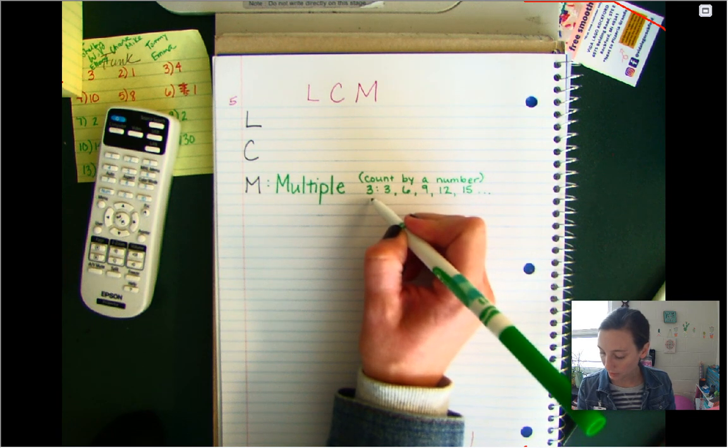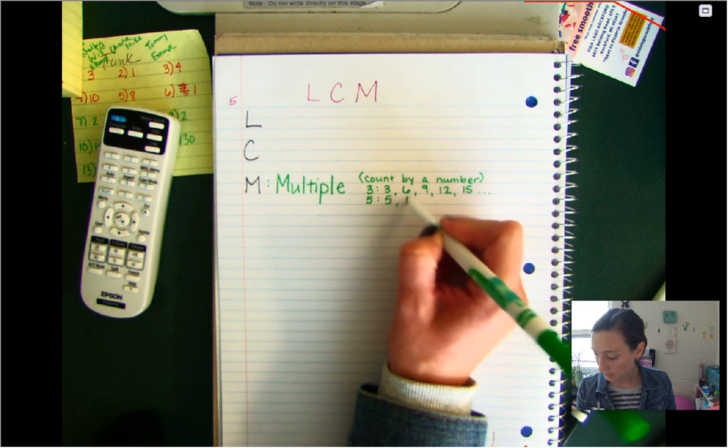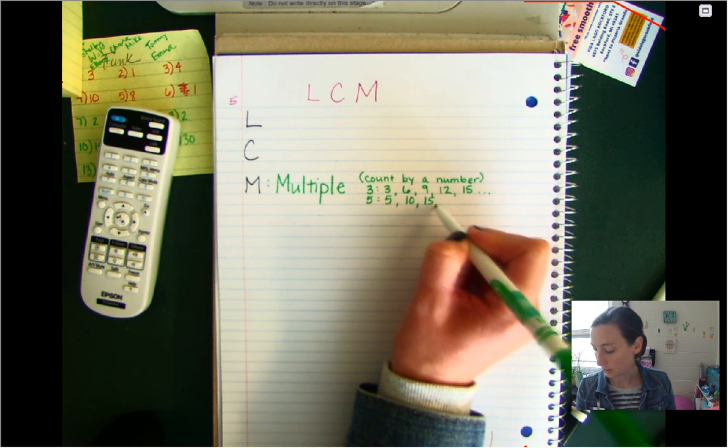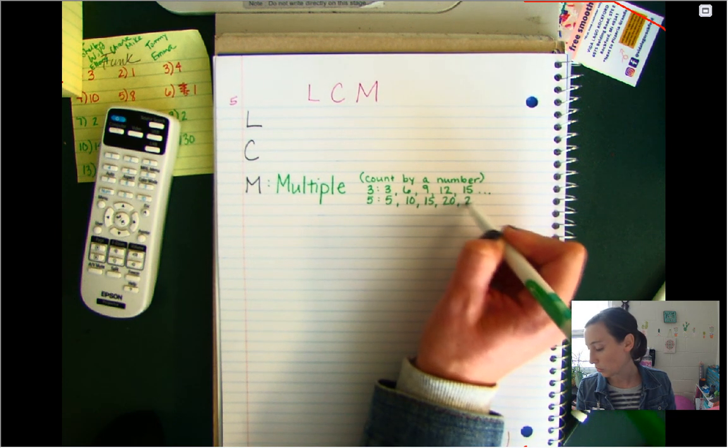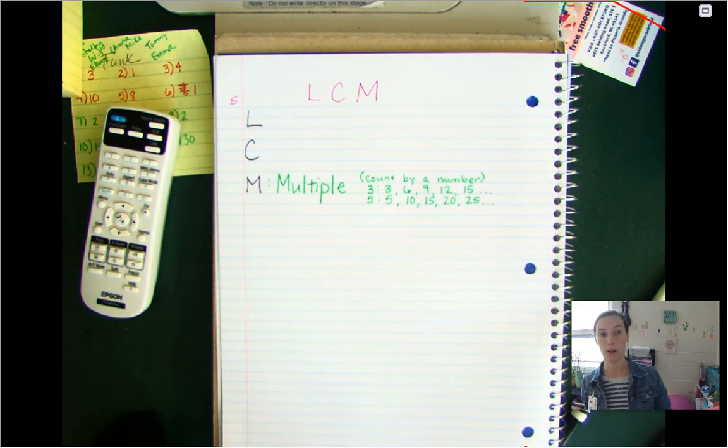Multiples of 5 are 5, 10, 15, 20, 25, and again, they go on forever. You could keep going forever. Okay, so those are multiples when you count by a number.